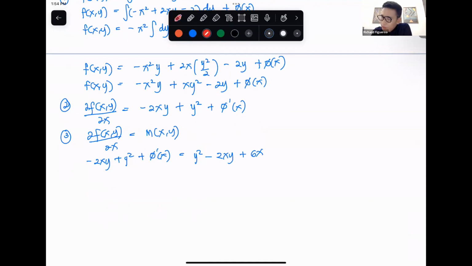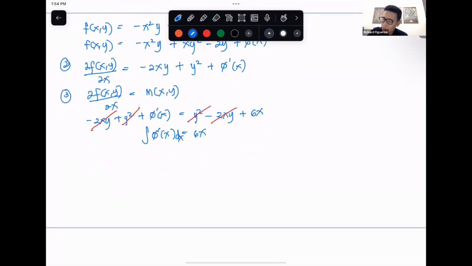So look again. Negative 2xy, negative 2xy. Positive y squared, positive y squared. So what remains? p prime of x is equal to 6x. Everything is a function of x, so therefore I am confident that my answer is probably correct. Then we integrate, so we add dx. So phi of x will be 6x squared all over 2, which is 3x squared.